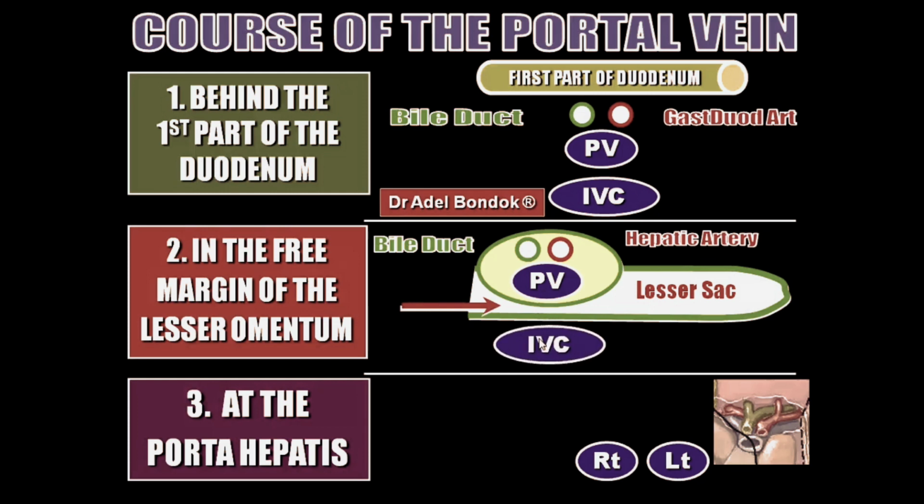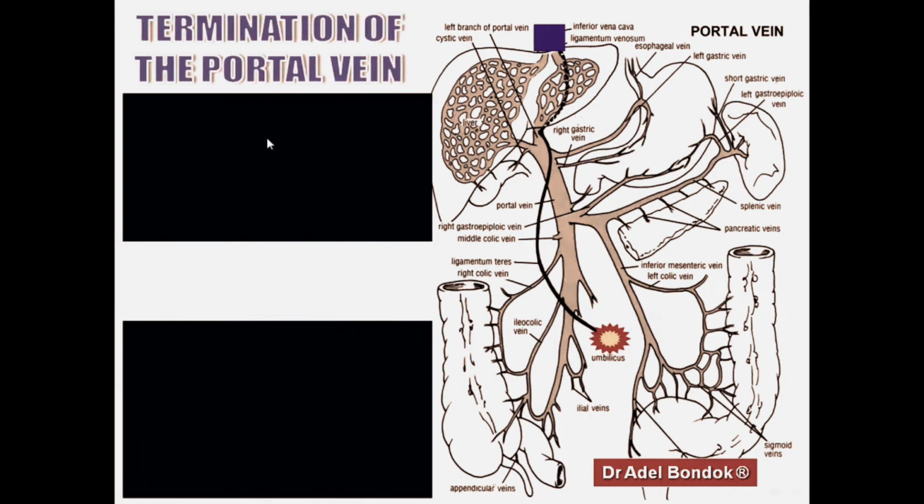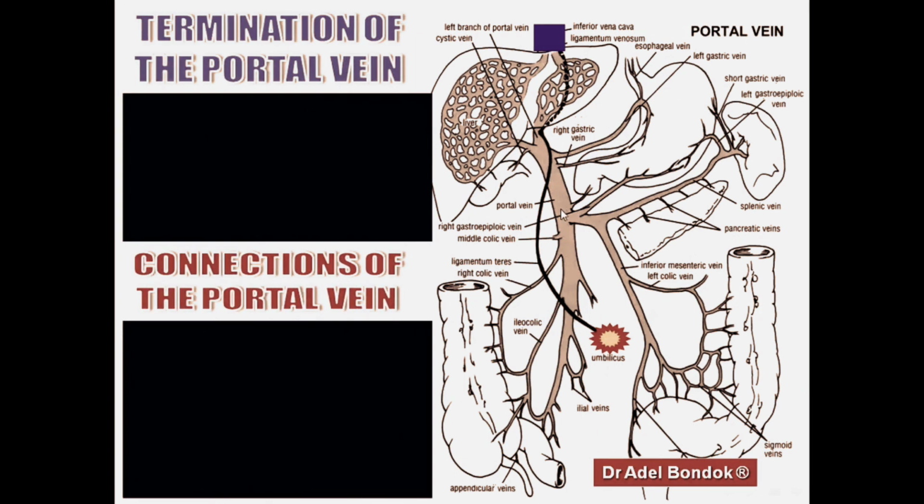At the porta hepatis, the portal vein divides into two branches, and the hepatic artery divides into two branches, and the bile duct is formed by two ducts, okay? So two hepatic ducts and two hepatic arteries are anterior to the portal vein. Again, this is the portal vein, okay? Termination of the portal vein at the porta hepatis here.